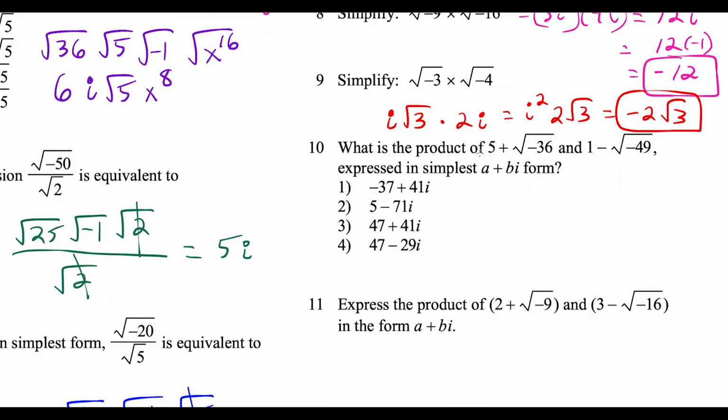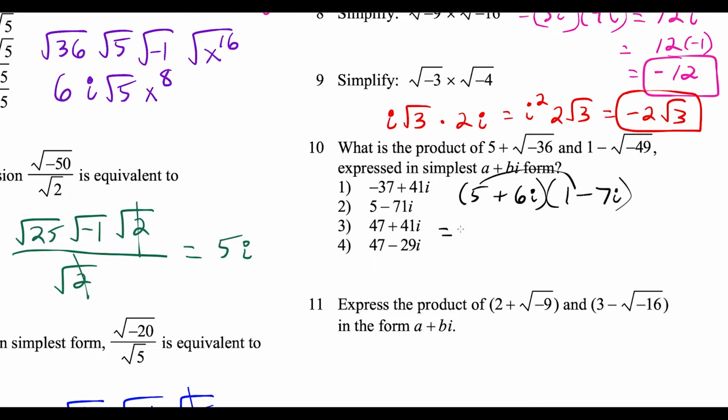Question 10 has a little bit more algebra involved. We want the product of this number and this number, but just know here, we could simplify this first. This is 5 plus, and the square root of negative 36 is 6i, so we're going to rewrite it like this. And then we have 1 minus the square root of negative 49, which is 7i. So now we're just going to expand this out, and we'll do this without a calculator.